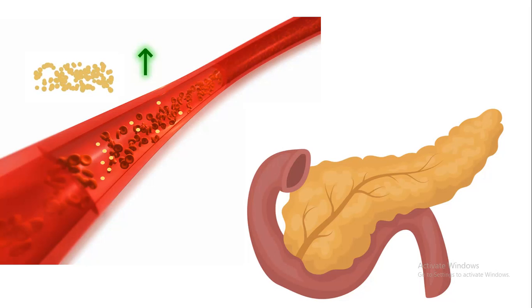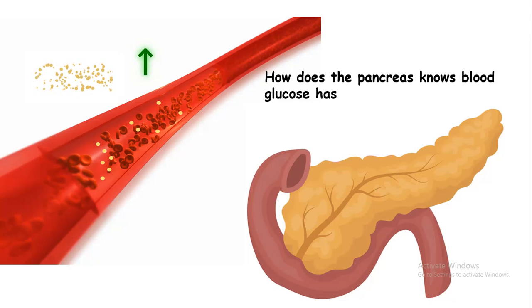But wait a minute, how does our pancreas know that the blood glucose level has increased? Who told the pancreas cell that our blood glucose level has increased? All these details, all these mechanistic views, can be understood in light of cell signaling.